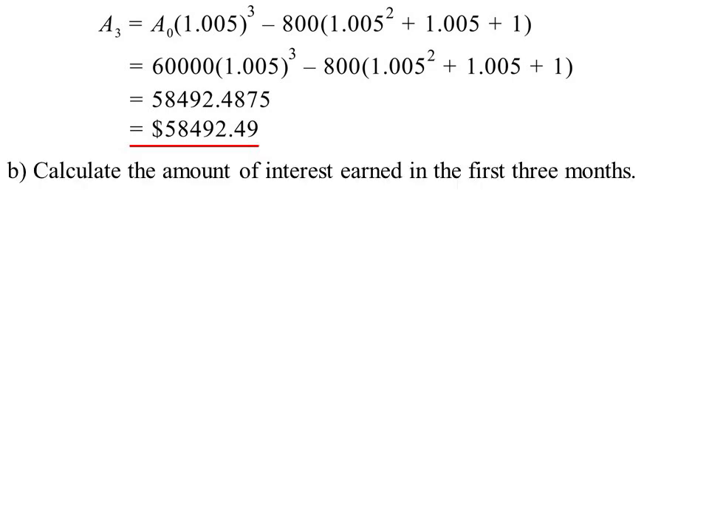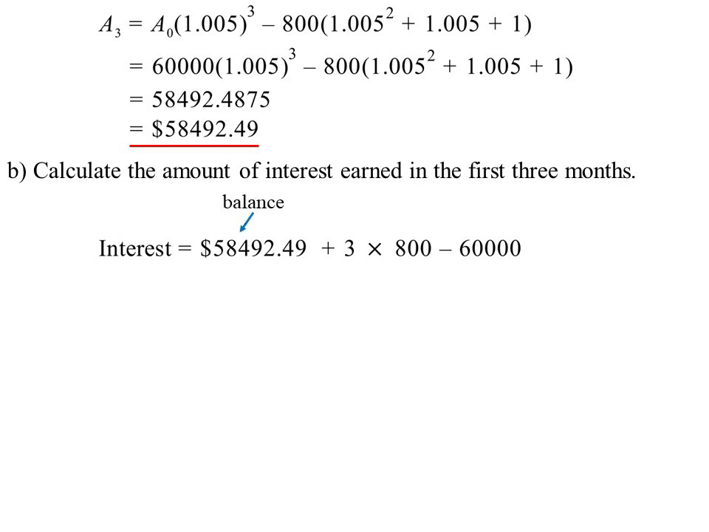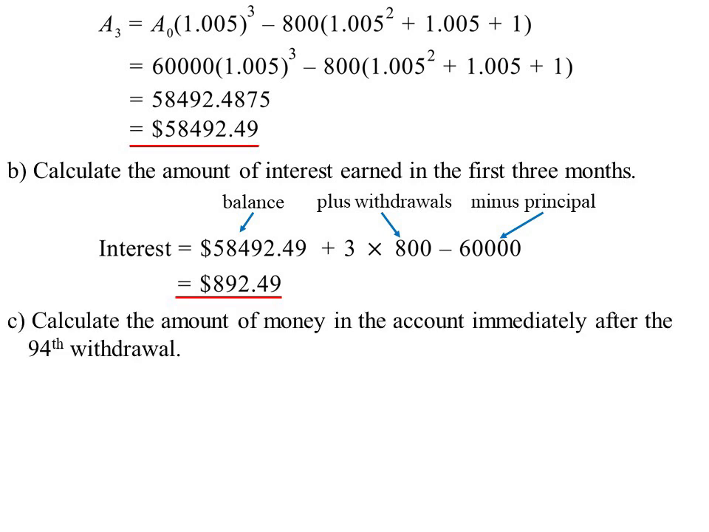$58,492.49. So calculate the amount of interest earned. Well, the interest would be, it's 58,492, but how much did we have? We withdrew 3 times $800, so $2,400, right? So the balance, there's our balance. We withdrew $800 3 times, but then we also originally had 60,000 sitting in there as well. So all of that, whatever's left, that should be the interest that we earned. That's $892.49.